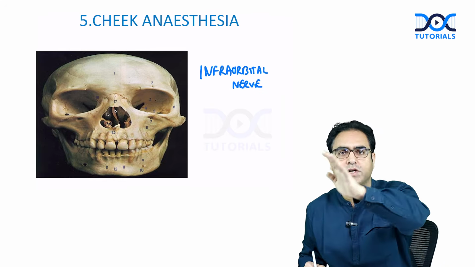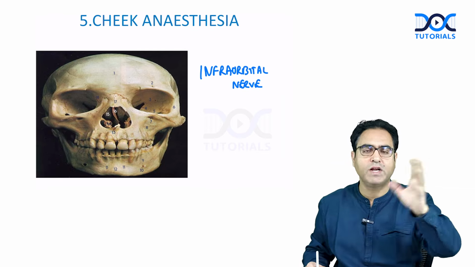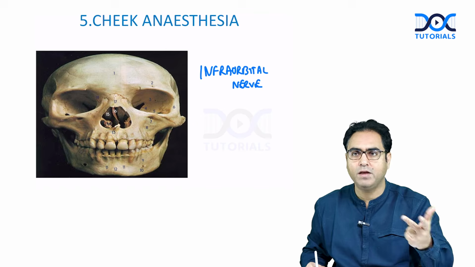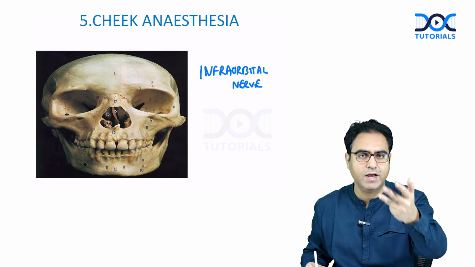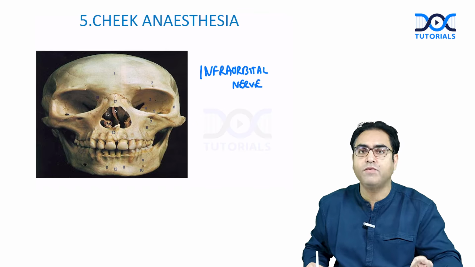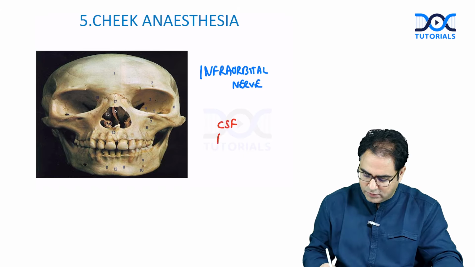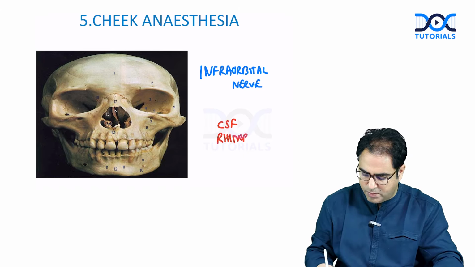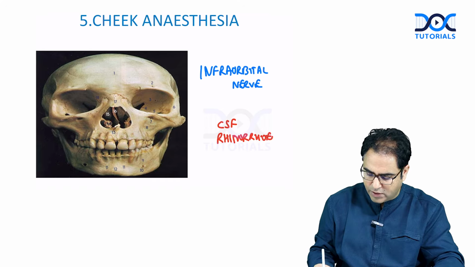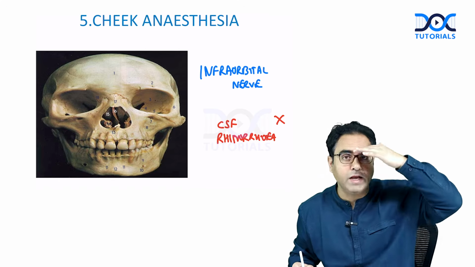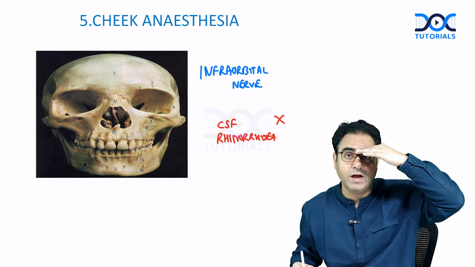Now, they can ask you this question. All of the following features are seen in zygomatic fracture except number 1, trismus. Yes. Number 2, diplopia. Yes. Number 3, cheek anesthesia. Yes. Number 4, CSF rhinorrhea. No. CSF rhinorrhea cannot be seen. CSF rhinorrhea cannot be a feature of zygomatic fracture because zygomatic bone is here. CSF rhinorrhea occurs when the injury is of the skull base area over here.